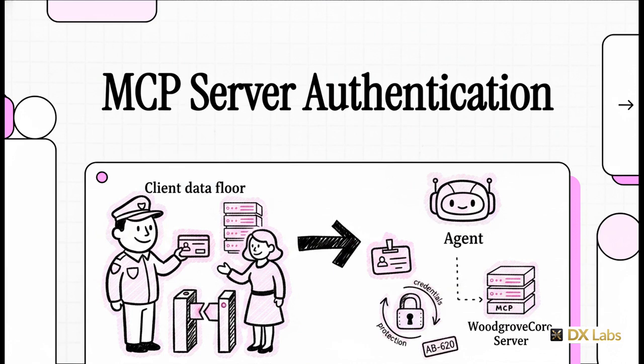Authentication is just the process of deciding how your agent proves its identity. And for the AB 620 exam, you really need to understand that this isn't just about making the connection work, it's about how those credentials are scoped and protected. Let's look at how we configure that security checkpoint.